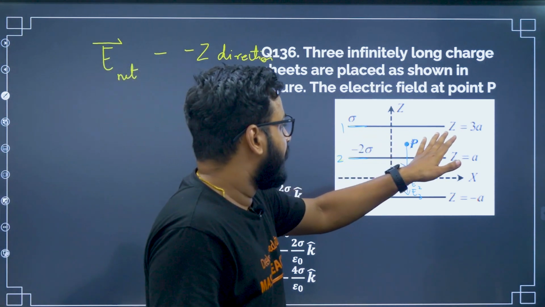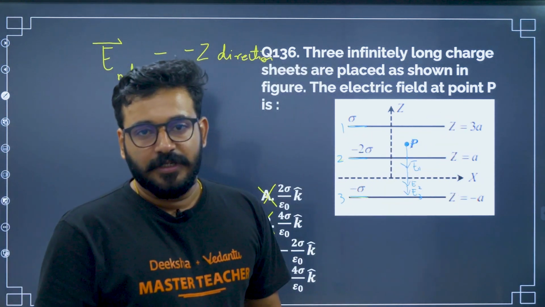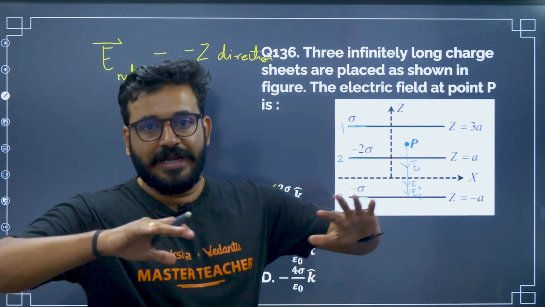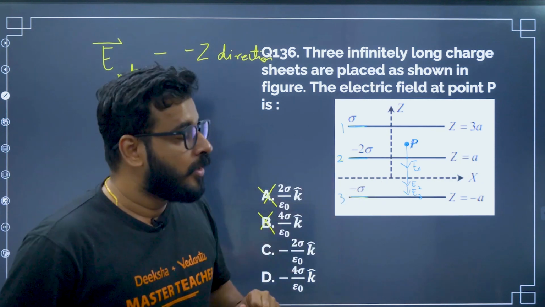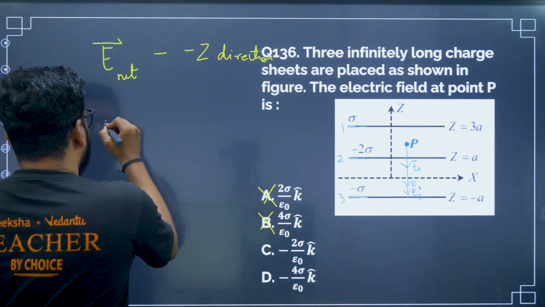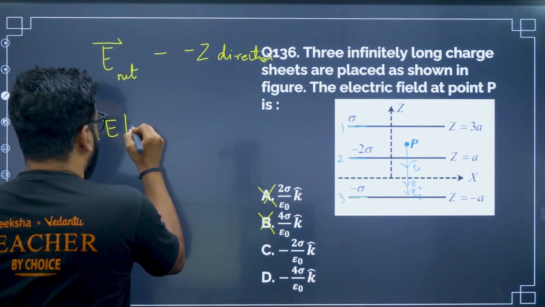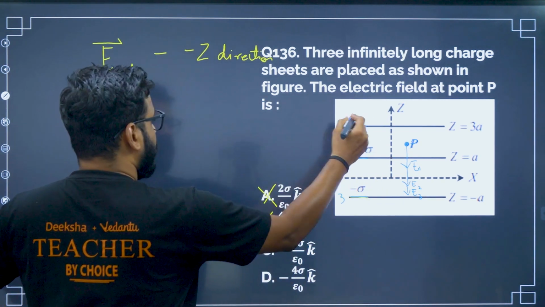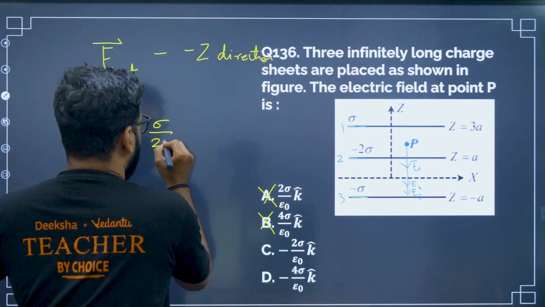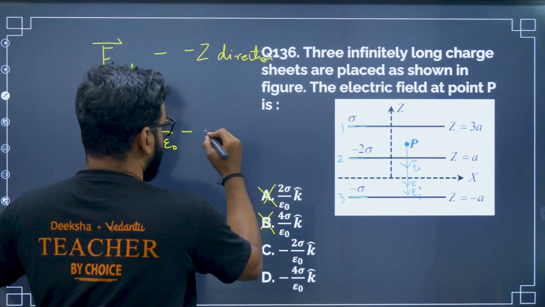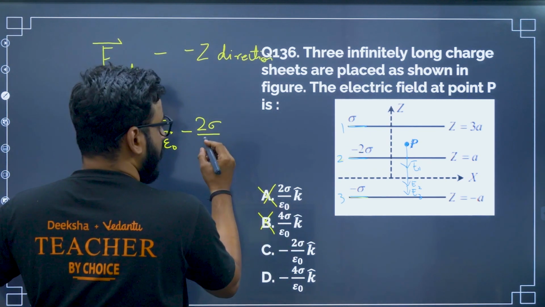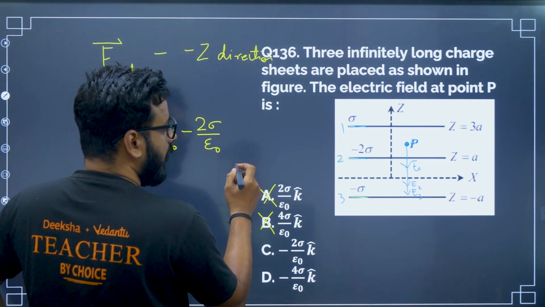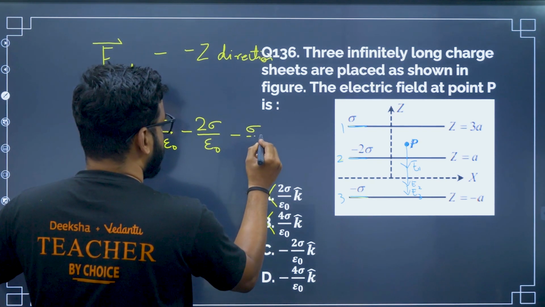Since we are given infinitely long sheets, we know that the distance is not a parameter for the electric field of infinitely large sheets. So the magnitude of electric field can be found out by the addition of the electric field of each of the plates. For example, for the first plate we have sigma by 2 epsilon naught, minus 2 sigma by epsilon naught, and minus sigma by epsilon naught.